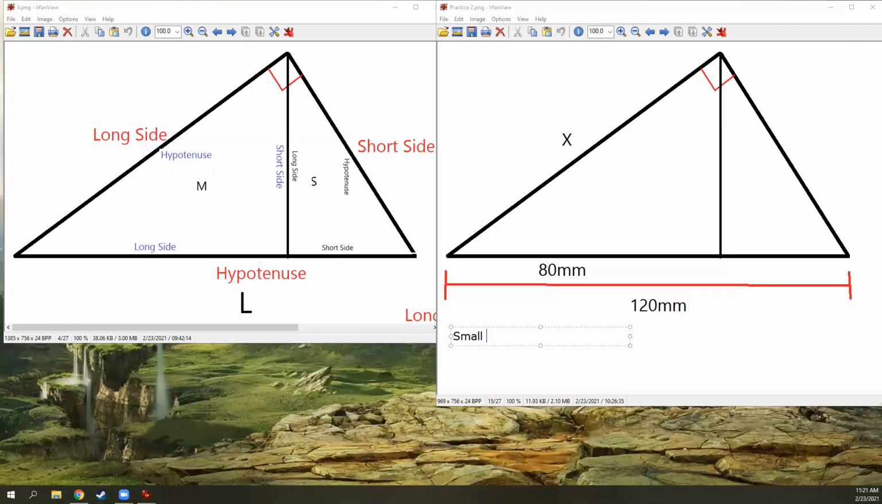Small triangle. Let me do them in different boxes so that it doesn't mess it all up. All right, so we got short, long, hypotenuse.